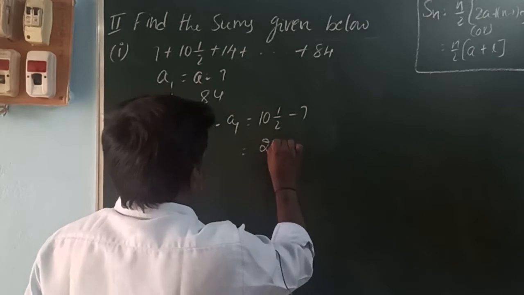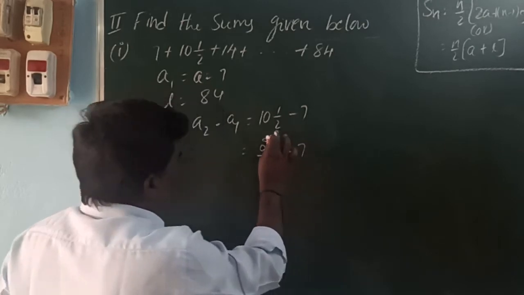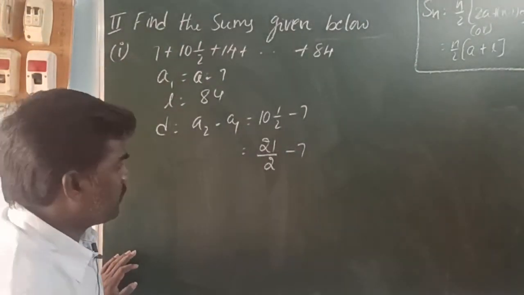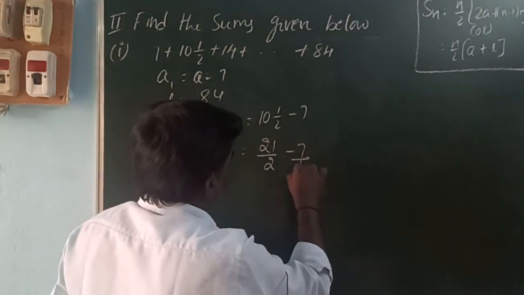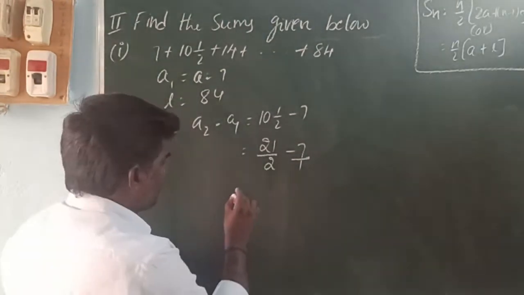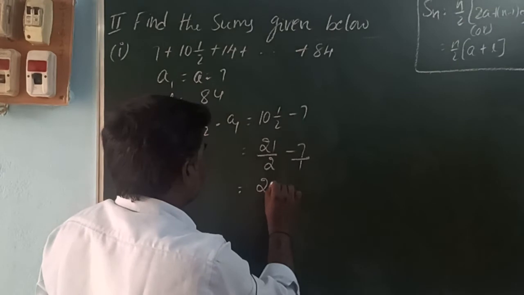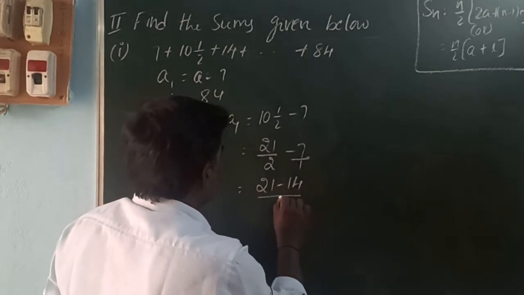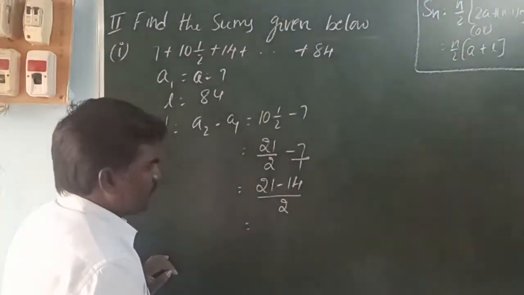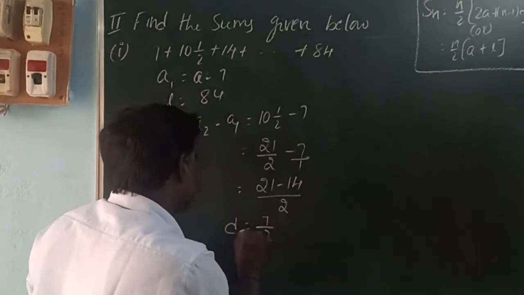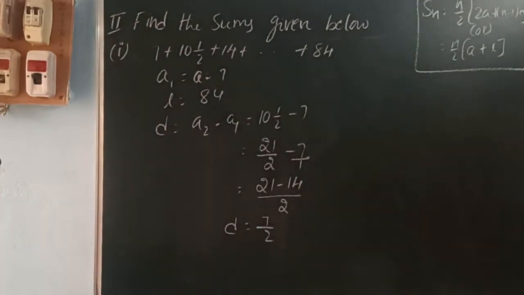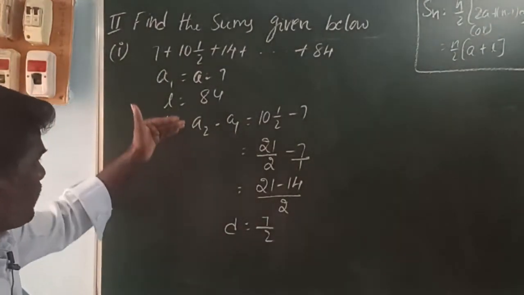So you can write 21 by 2 minus 7. 2 tens are 20 plus 1, 21 by 2. 7 you can write as 7 by 1. Now we can do cross multiplication. 21 ones are 21, 7 twos are 14, by 2. So 21 minus 14, that is 7 by 2. The common difference d is 7 by 2.